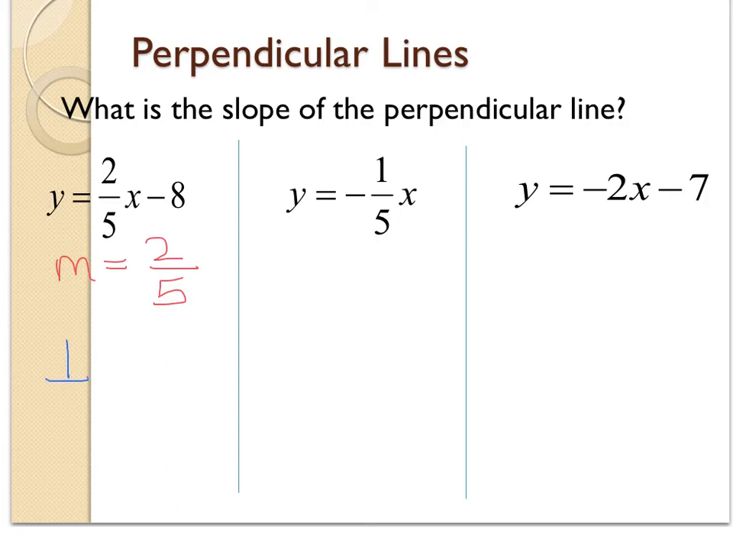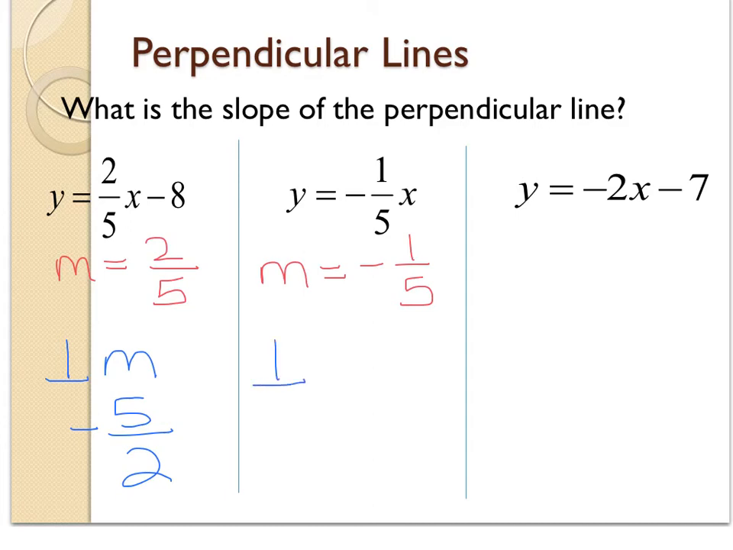Perpendicular is a pretty big word to have to write out over and over again, so we just use the symbol. It's an upside down T. I don't know why it's a T, but hey, we're going to use it. I think it's because it's a perpendicular line, but that's the symbol for perpendicular. The perpendicular slope for this line would be 5 over 2, and it's got to be the opposite sign, so it's negative 5 over 2. How hard was that? So the slope of this line is negative 1 over 5.